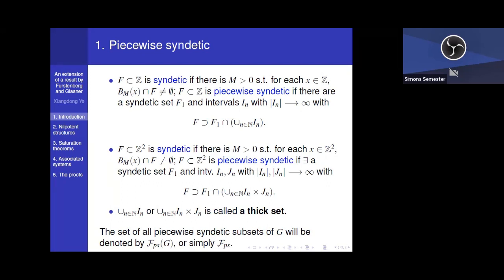So F is piecewise syndetic if you have intervals I_n, J_n, where the lengths of both go to infinity, and F is the intersection with this set. This set is sometimes called a thick set. So a piecewise syndetic set is the intersection of a syndetic set with a thick set. This notion can be extended to any group. The set of piecewise syndetic sets will be denoted by F_PS.